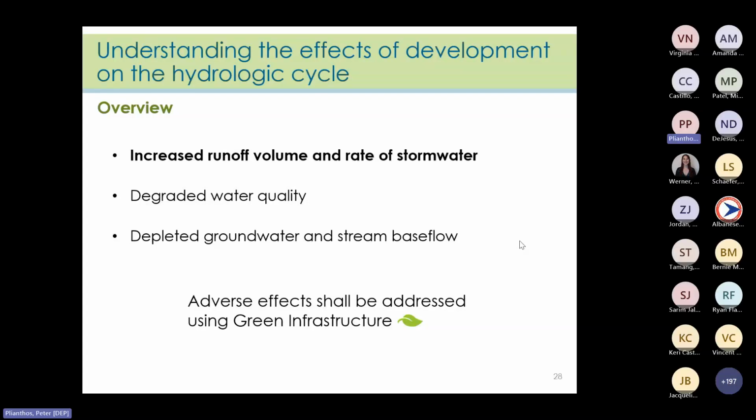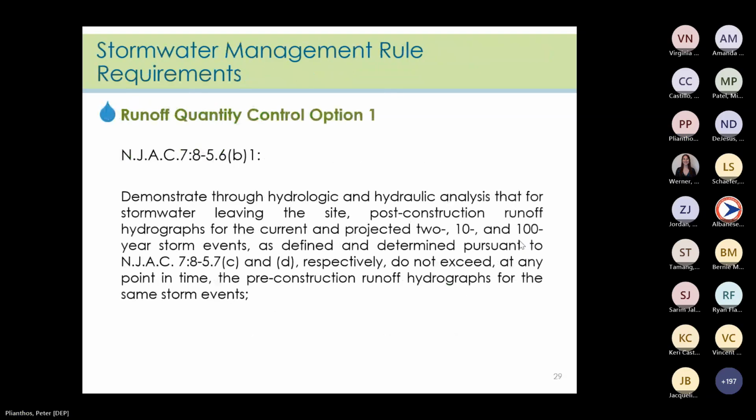We'll now address how we mitigate these effects in turn, beginning with the runoff quantity control standards in place to address the increase in volume and rate of stormwater runoff. There are three runoff quantity control options. The full text of the first can be seen here. Note that the water droplet is the icon used in the BMP manual for this design and performance standard.